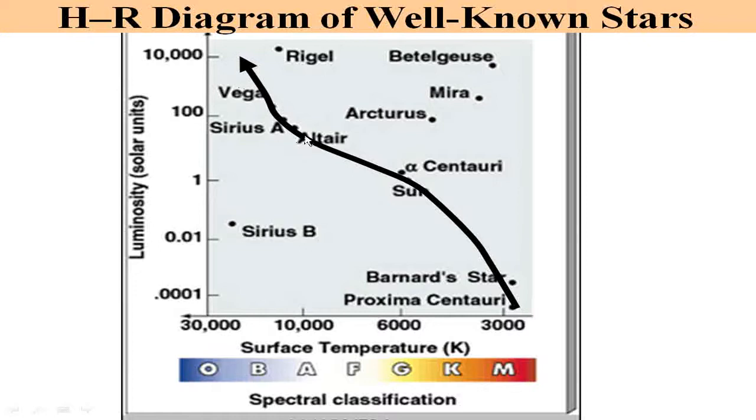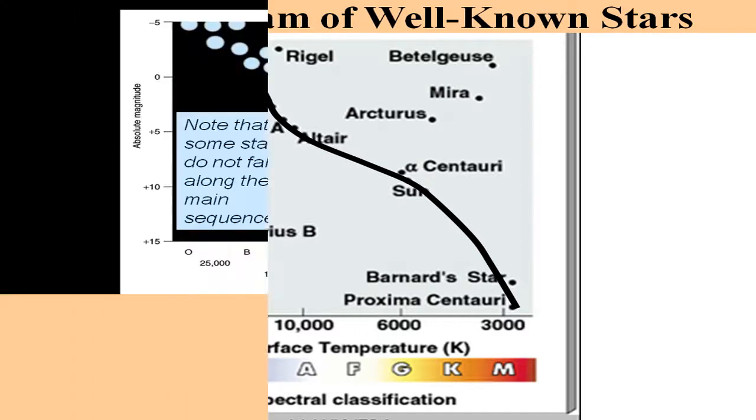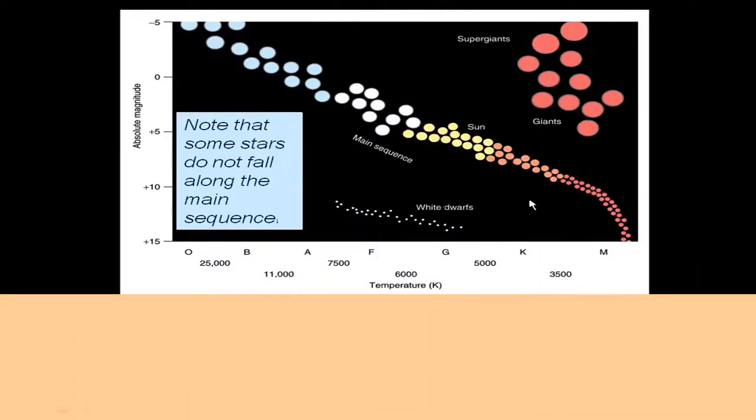We have some brighter stars, Altair and Sirius A and Vega, which are on the main sequence here. Much brighter than our Sun, greater luminosity. Down here toward the lower right, we have some red dwarfs, which is Proxima Centauri and Barnard's Star. And they are very hard to see. Here's another look at the main sequence.